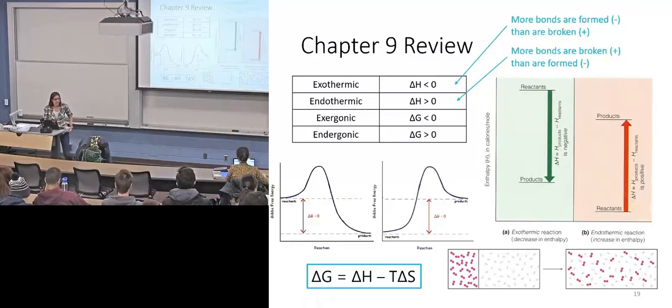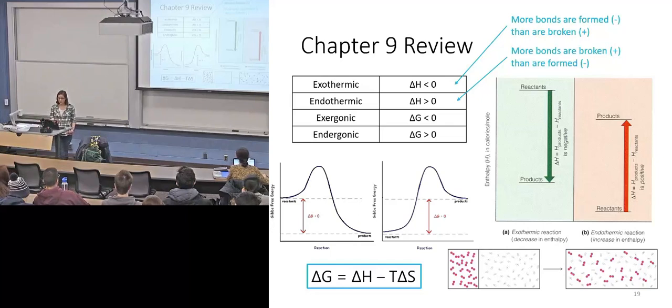Here's another summary slide. So we had some terms we already knew, and then we introduced some new ones last time. So we have exothermic, which is by definition, the change in enthalpy is less than 0. Okay? That is its definition. Endothermic, change in enthalpy is greater than 0.